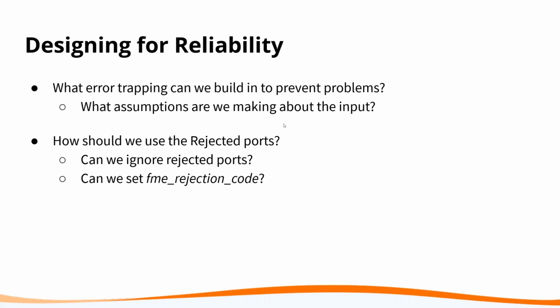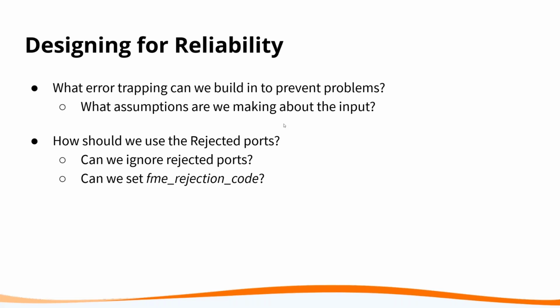happening before they happen? I can try this on my data and it works, but there's no guarantee that other people's data is going to work the same way. Am I making any assumptions about the input that would cause this to fail? Also, there's the rejected ports. Can we ignore them? Should we use them? How do we output problem data?